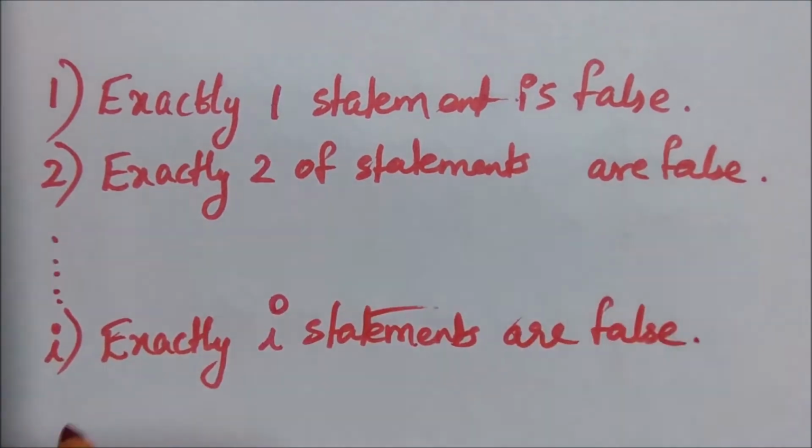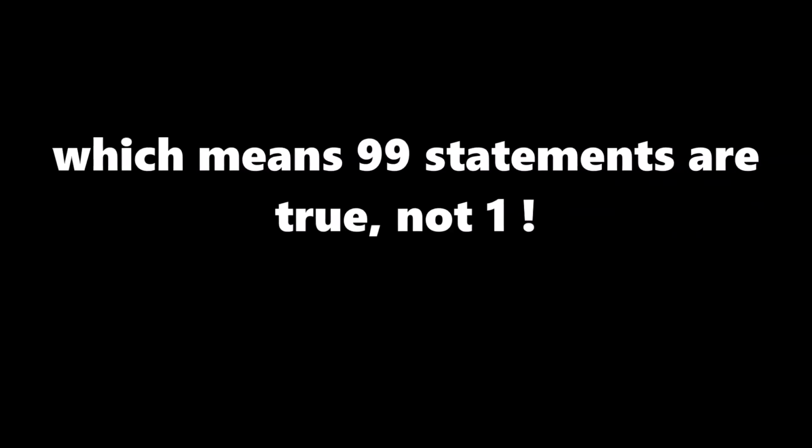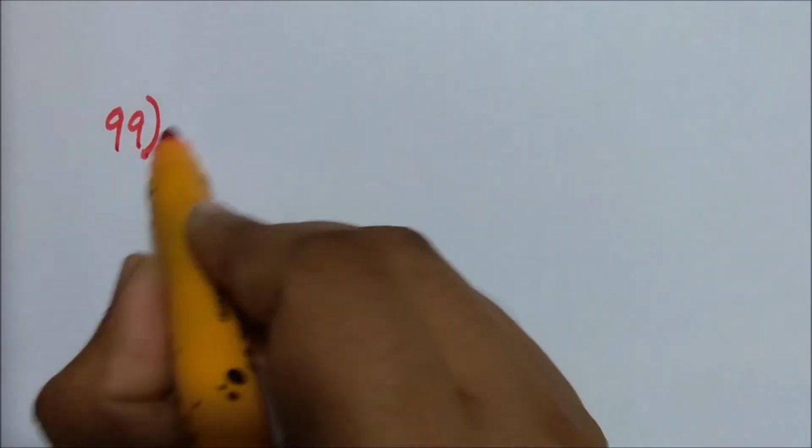Now we need to find out which statement is true among these 100 statements. Suppose the first statement is true. Let's see what the first statement says: exactly one of the statements in this list are false. When we assume that the first statement is true, it says that 99 statements are true. But that is not the case. Hence, the one statement which is true in this list is not the first statement. That is clear. Only one statement is true.